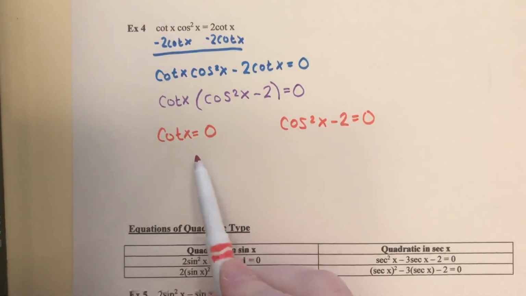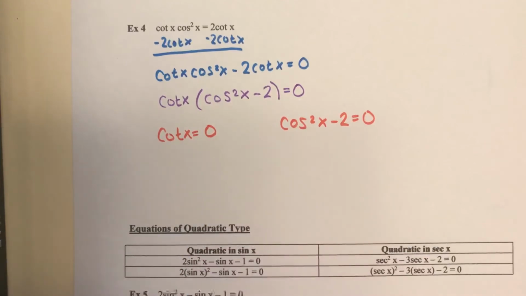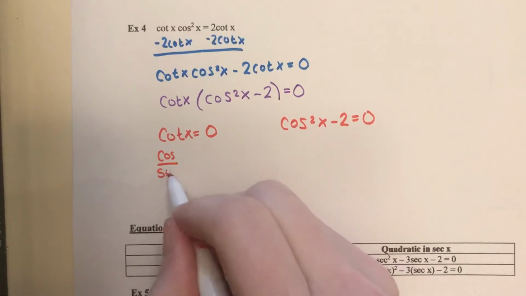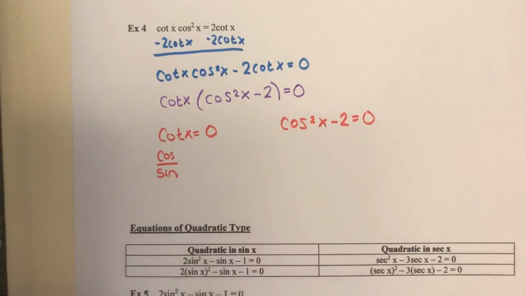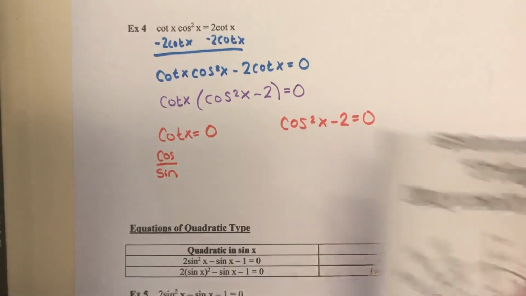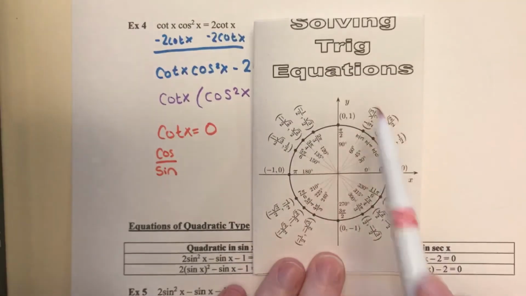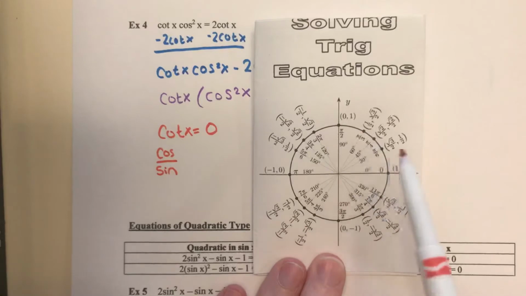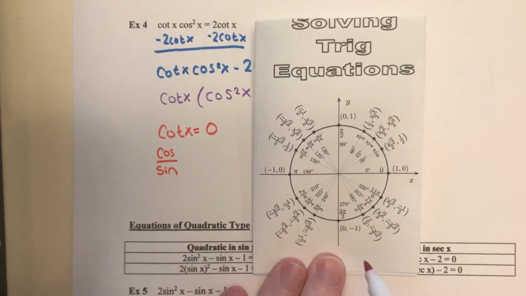And I'm going to solve these separately. Now, this one's pretty much done. Cotangent is equal to 0. So I want to think to myself, on the unit circle, where would that happen? I do know that cotangent is equal to cosine over sine. So where would I have cosine divided by sine and get 0? It would have to happen at one of the spots where I have a 0. And cotangent, just like tangent, repeats every 180, so I only have to worry about the first and second quadrants.